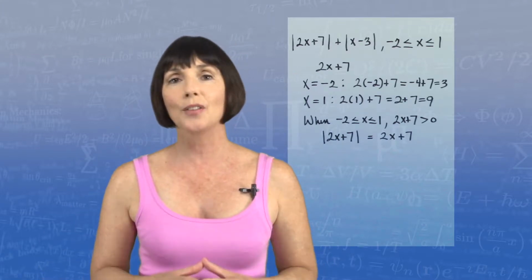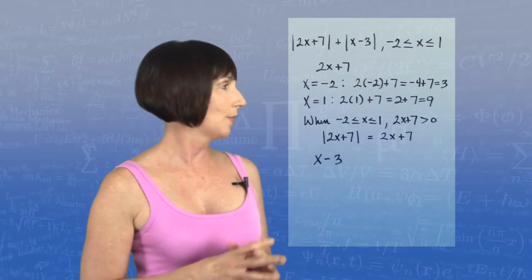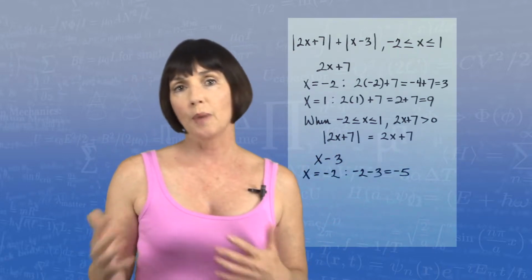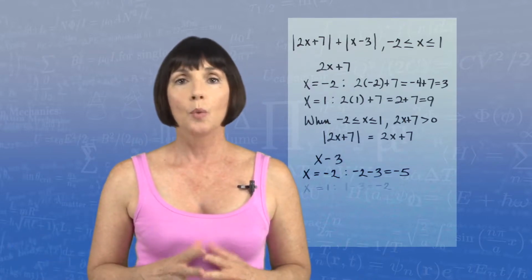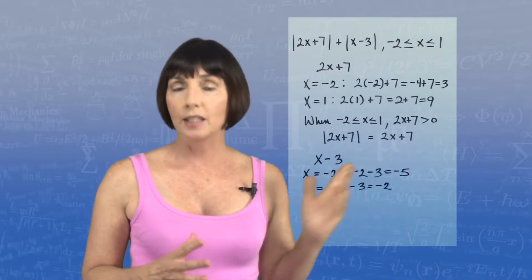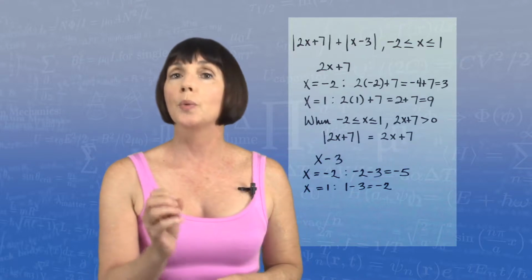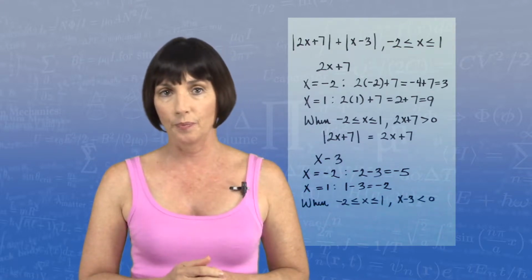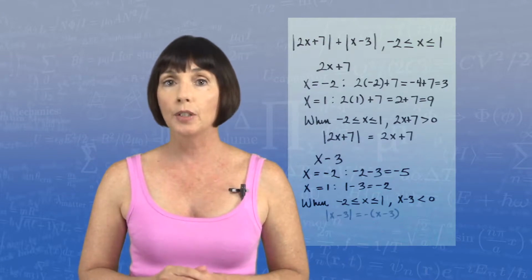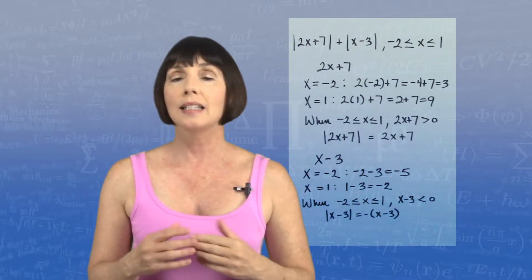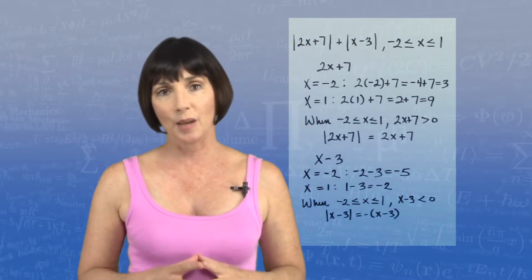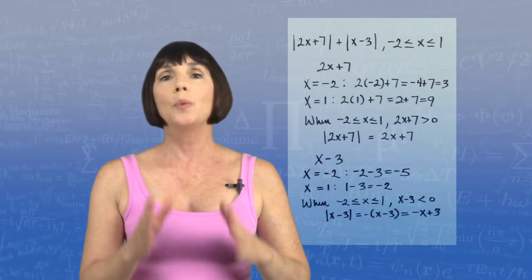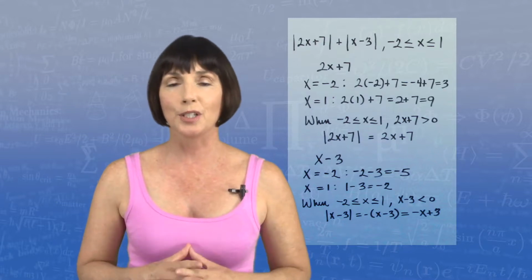Okay, let's look at our other expression, x minus 3. When x is negative 2, we get negative 2 minus 3, that's negative 5. When x is 1, we get 1 minus 3, which is negative 2. So within the range of our variable, x minus 3 is less than 0. Therefore, the absolute value of x minus 3 is equal to the opposite of x minus 3, or negative x plus 3.